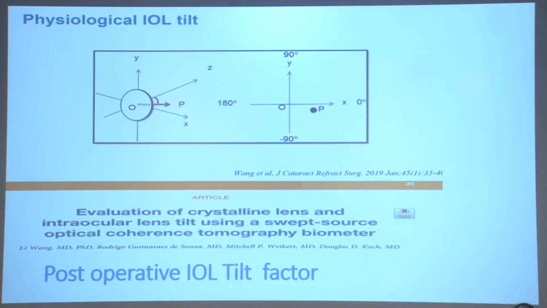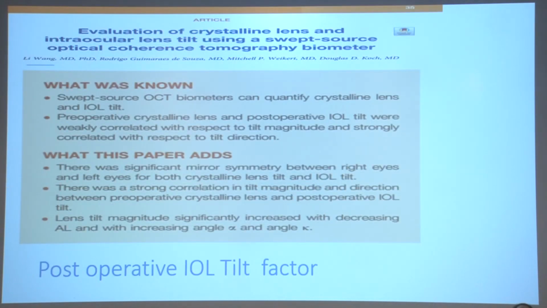In 2019, Dr. Douglas Kwok and Lee Wang came with this new conclusion of the physiological tilt factor, and most importantly that it has a significant mirror symmetry between the right eye and the left eye. It also gives a strong correlation between the magnitude and direction of the preoperative crystalline lens tilt and the IOL tilt. So over a period of time we have to understand the IOL tilt factor, and that will be incorporated in the toric calculator. One toric calculator, the Panacea toric calculator, is now giving the tilt factor also. I told in my first lecture that the Panacea calculator is giving the tilt factor. So newer generation toric calculators will come with tilt factor calculations.